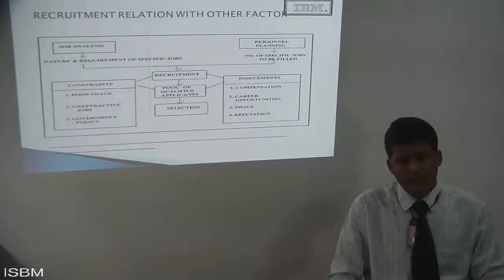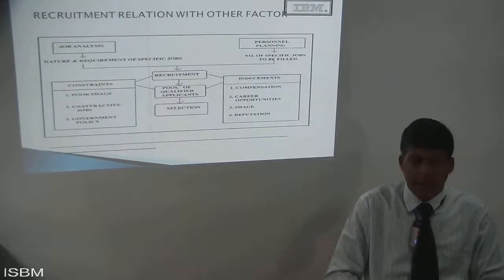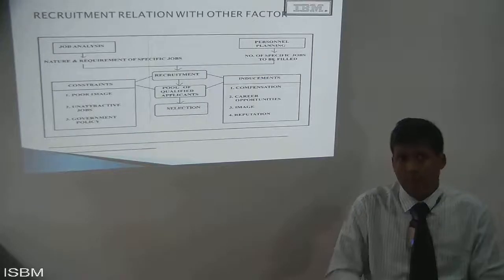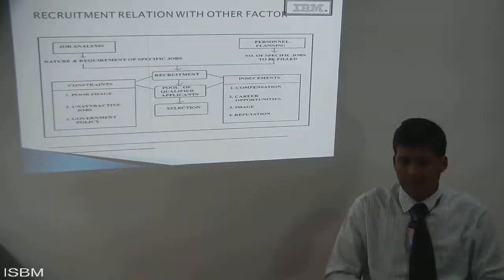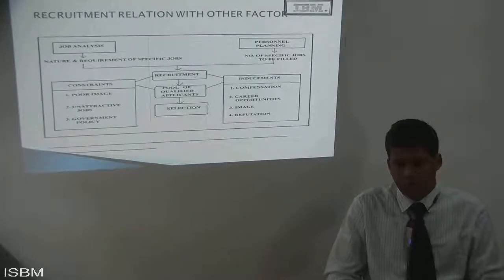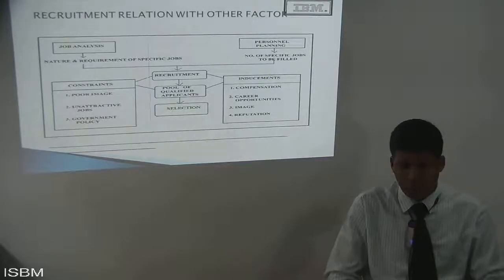So when we say recruitment in relation with other factors, if you look into your slide, on the left hand side we have a job analysis based on which we have come to this job title, the nature required of specific ones. Then we have an HRP part of planning where we have the number of jobs to be filled. From recruitment, we have a pool of qualified applicants from which the selection happens. Now there are constraints associated and inducements as well.